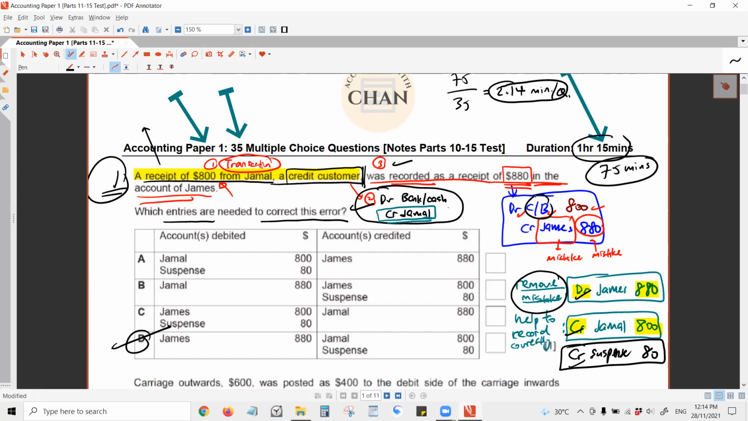The reason I write cash/bank is not because of the word receipt. If they say receipt of cash of 800, then we know it's cash, so I will debit cash. If they say a receipt of 800, but they don't mention whether it's cash or check, therefore I write cash or bank. You get the idea? It's not because of the word receipt. Receipt means receiving money. The reason I write cash or bank is because they don't mention whether it's cash or check here. Can you understand?